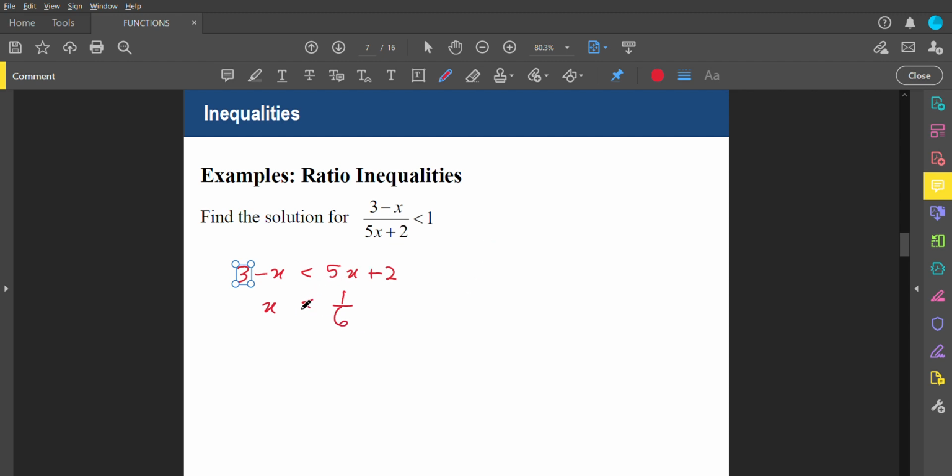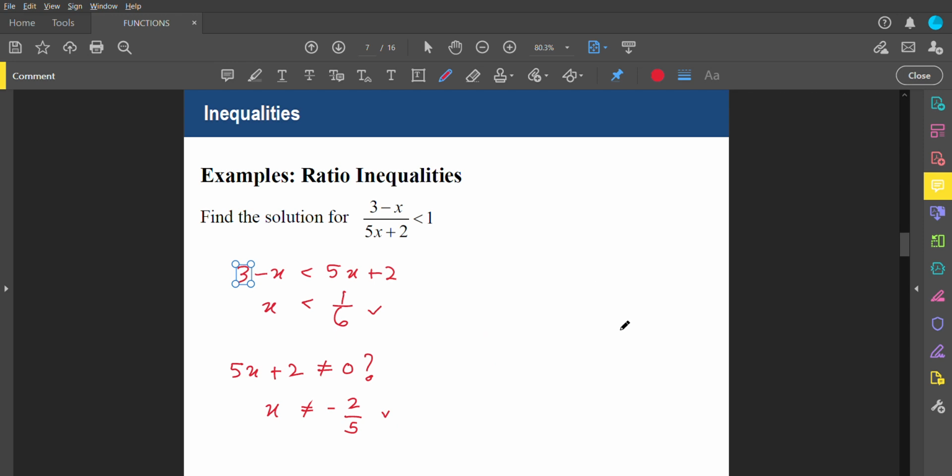But the next thing that you need to consider is, of course, 5x plus 2, because 5x plus 2 cannot be 0, right? So you need to be careful with the values that you are going to use here. So 5x plus 2 here will give you x cannot be equal to negative 2 over 5. So you have two critical points here. You have 1 over 6 and then you have negative 2 over 5.